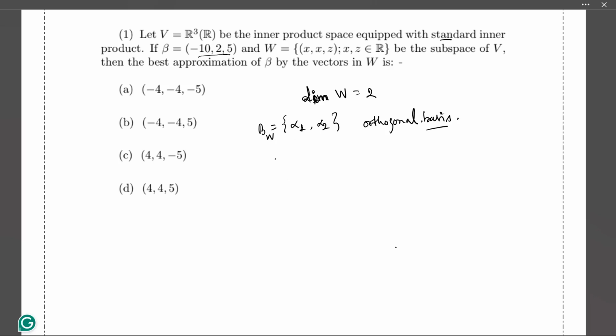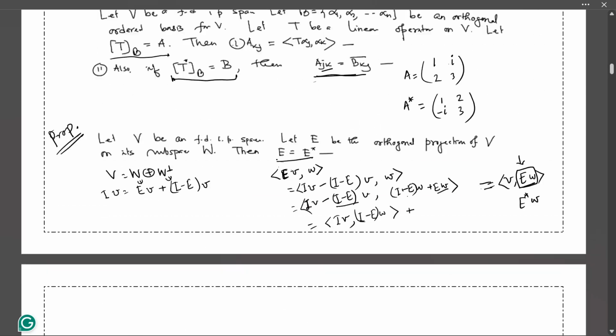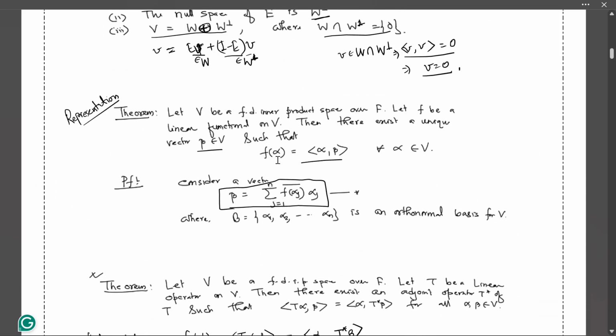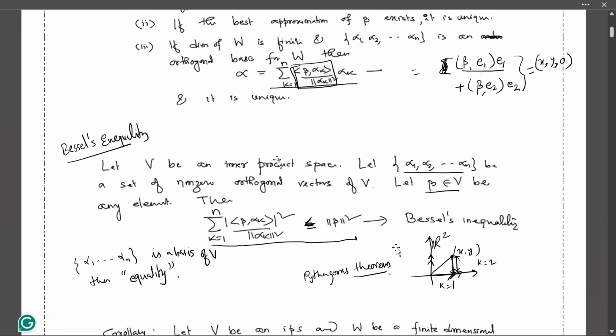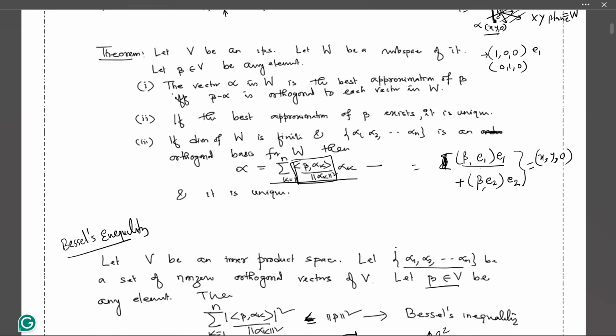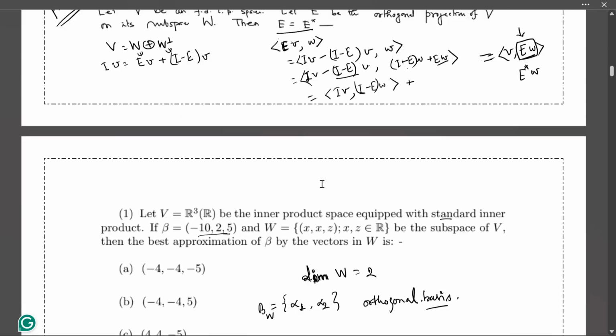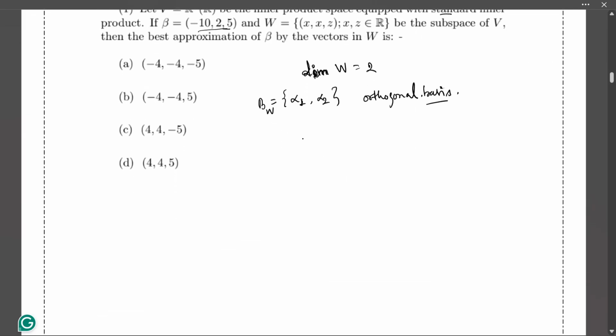Then we just look at the theorem or corollary here: the best approximation is unique. Alpha is given by this inner product, and this is just the projection onto alpha, the coordinates, and then the sum. Okay, so let's see.